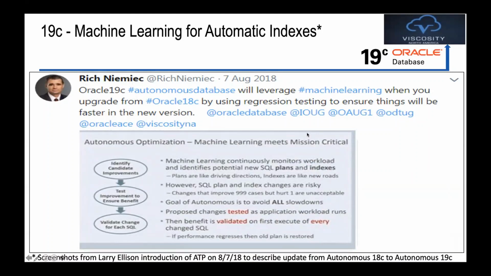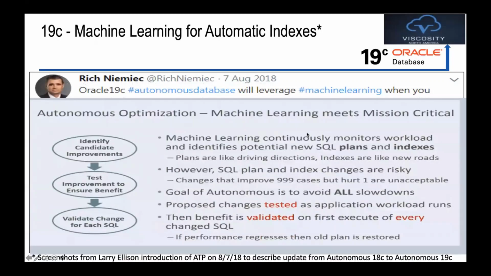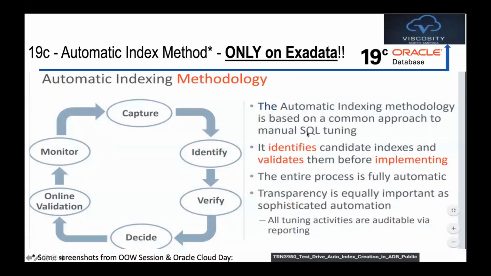Machine learning: Oracle, if I do use autonomous database, let's say in 18C, Oracle's automatically going to update it to 19C. And there's my Twitter where I tweeted this right when Larry announced it. But basically, it's going to use automatic indexing and automatic tuning to make sure the next version is as fast as the last version. So automatic indexing, first of all, it's only on Exadata.